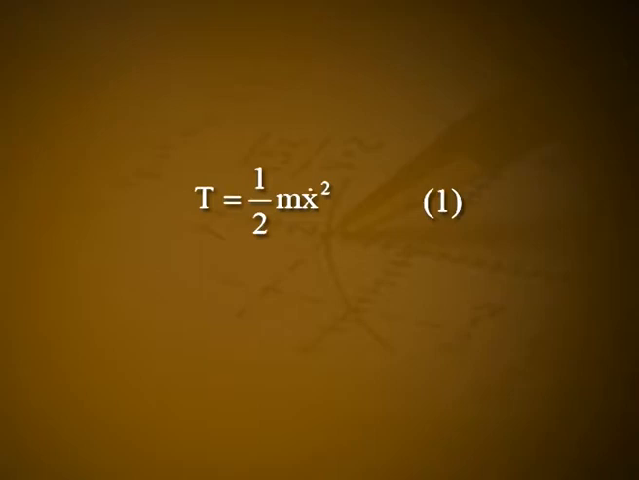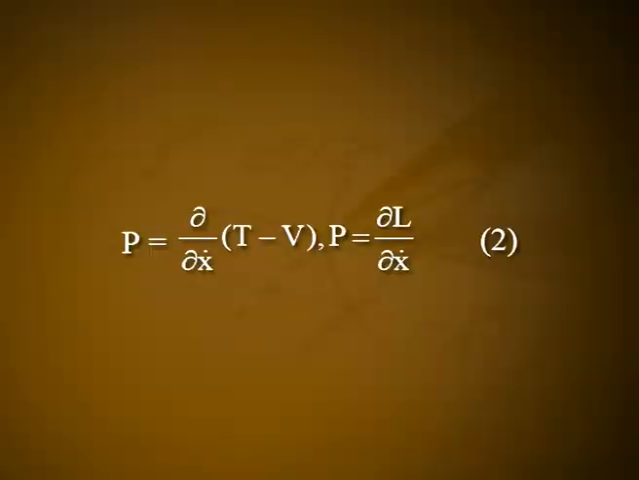Cyclic coordinates. The kinetic energy of a particle moving along the x-axis is T is equal to 1/2 into m x dot square. Let it be equation number 1. ∂T/∂x dot is equal to m into x dot, which is equal to p. p is the linear momentum. If V is not a function of the velocity x dot, that is V is equal to V of x, and ∂V/∂x dot is equal to 0, then the momentum p can be written as p is equal to ∂/∂x dot of (T minus V). p is equal to ∂L/∂x dot. Let it be equation number 2.